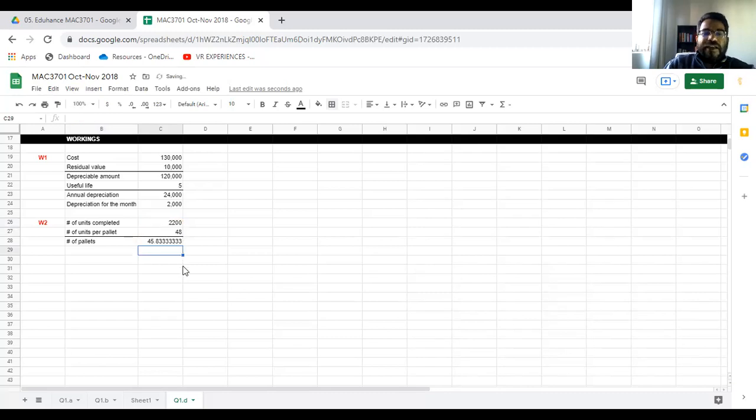So therefore, it is 45.833 pallets. But remember, they don't charge us for 0.833 of a pallet, so we must round it up. We can't have 45 pallets, because if we have 45 pallets, we can't distribute 2,200 units. So in order to distribute 2,200 units, we're going to have to get to 46 pallets. Just take note of that.